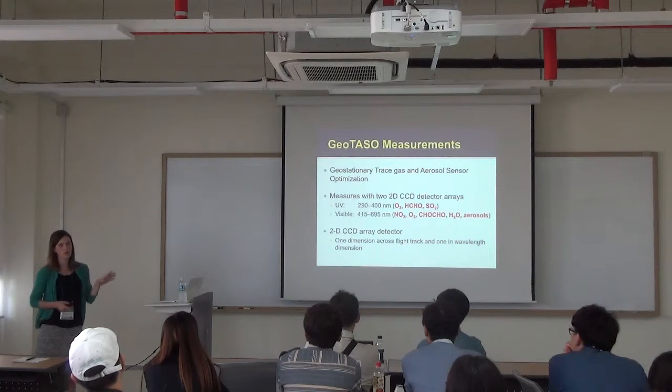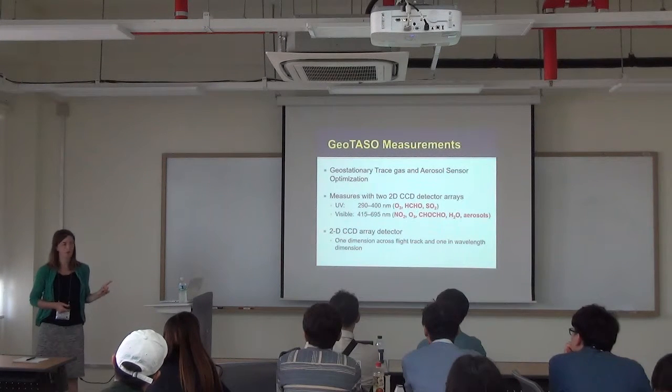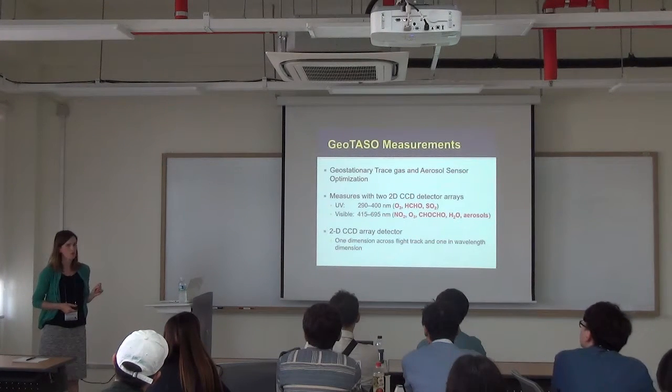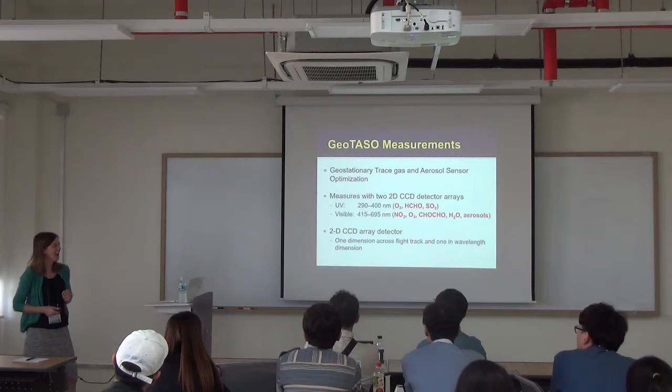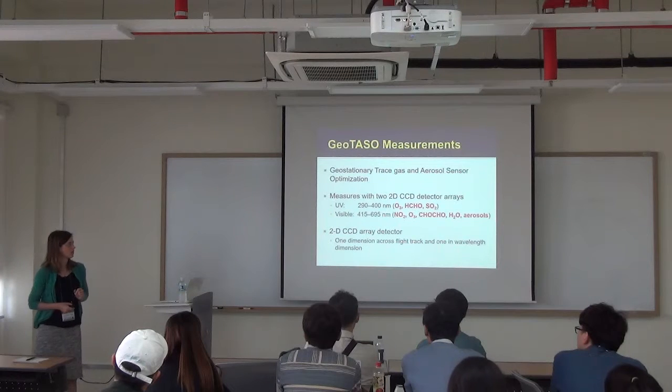It measures with two 2D CCD array detectors, one in UV, and that's where we get ozone, formaldehyde, and SO2, hopefully, and one in visible, and that's where we can retrieve NO2, ozone in the Chappuis band, glyoxal, which I have yet to successfully retrieve from GeoTASO, but if anyone has any luck, probably with Cours IQ it'll be easier, water vapor and aerosols.